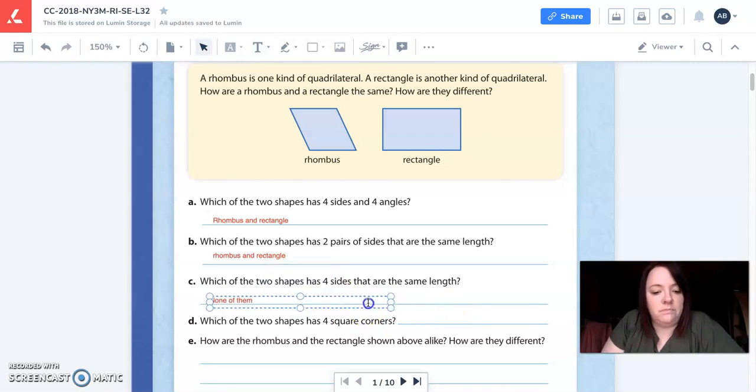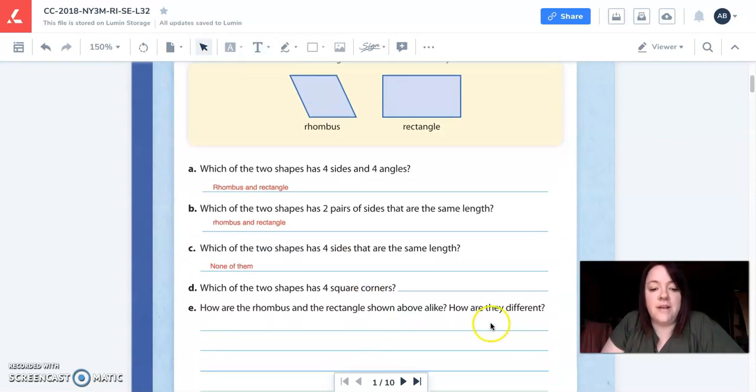Okay. Next, which of the two shapes has four corners? Well, we said they all have four sides, so we know they all have four corners. So all of them, or both of them.